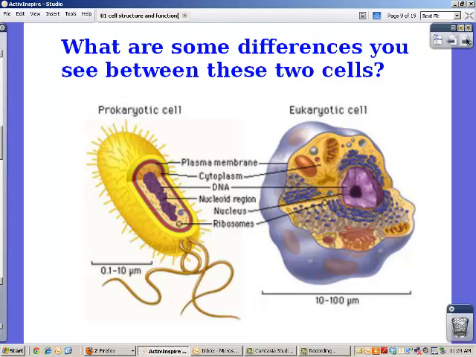The big ticket I want you to take away from this one is that there is a big size difference, too. I actually showed the scale up here. Prokaryotic cells are anywhere between 0.1 and 10 micrometers, while eukaryotic cells are anywhere between 10 to 100 micrometers, which is a significant difference.